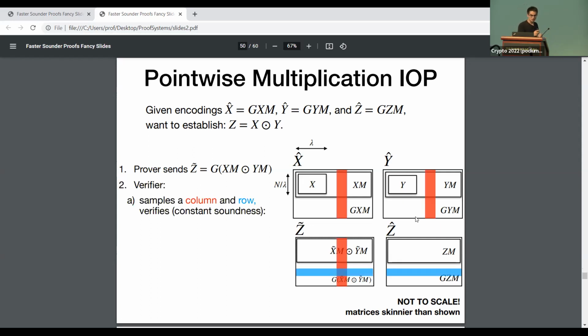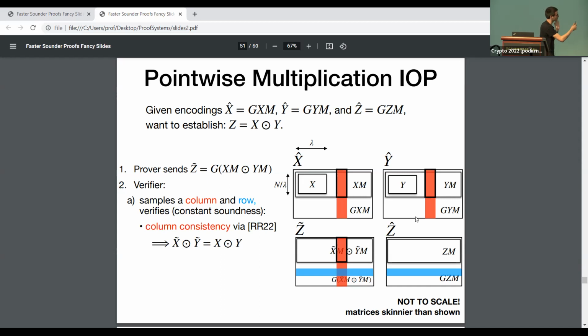And you can do some consistency checks here. I don't really want to get into the details exactly, but you sample a random column and you check that Z tilde encodes the pointwise product of the corresponding message parts of X hat and Y hat. And the second thing you need to show is that what's in Z tilde is actually the same as what's in Z hat. So those are under different codes. So that's a code switching step. Now, for this basic step, we just get a constant soundness error.